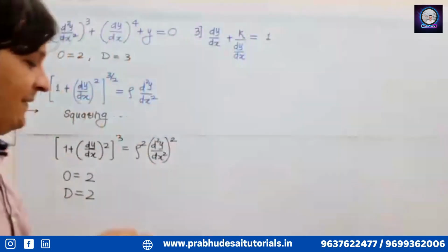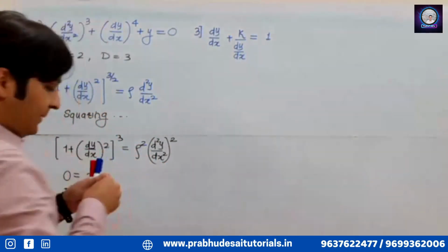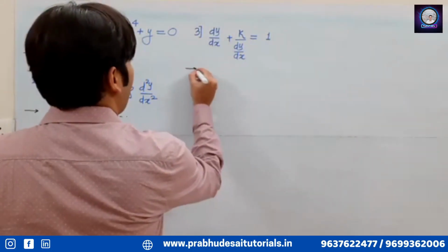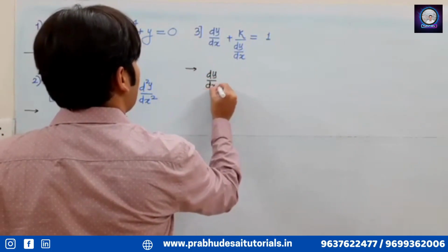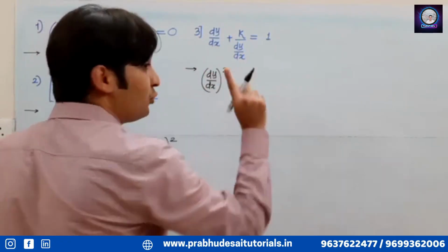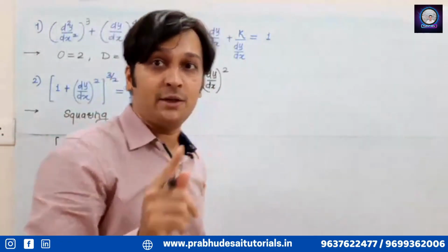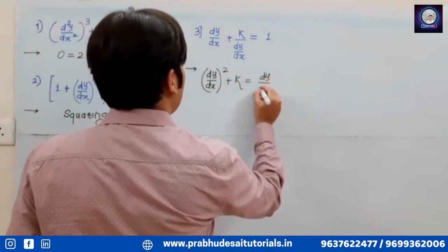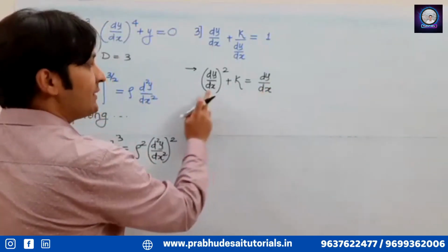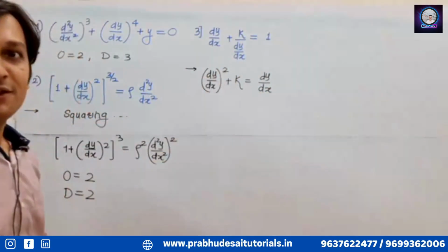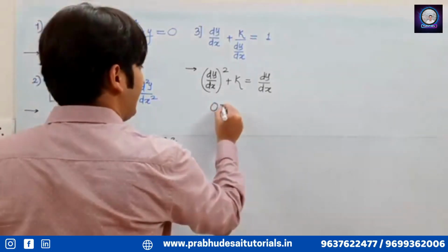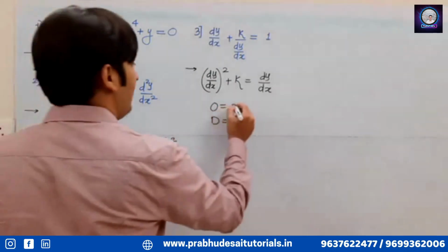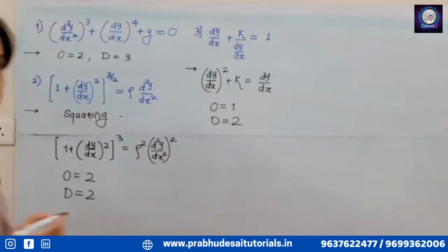If I multiply by dy/dx throughout, check what I'm going to get: dy/dx into dy/dx will be (dy/dx)^2. Don't write it as a double derivative. That becomes a square, plus k is equal to 1 into dy/dx. Now this is order 1, but the power is 2 here. So the answer: order 1, degree 2. The highest term is here, whose power is 2. Correct?